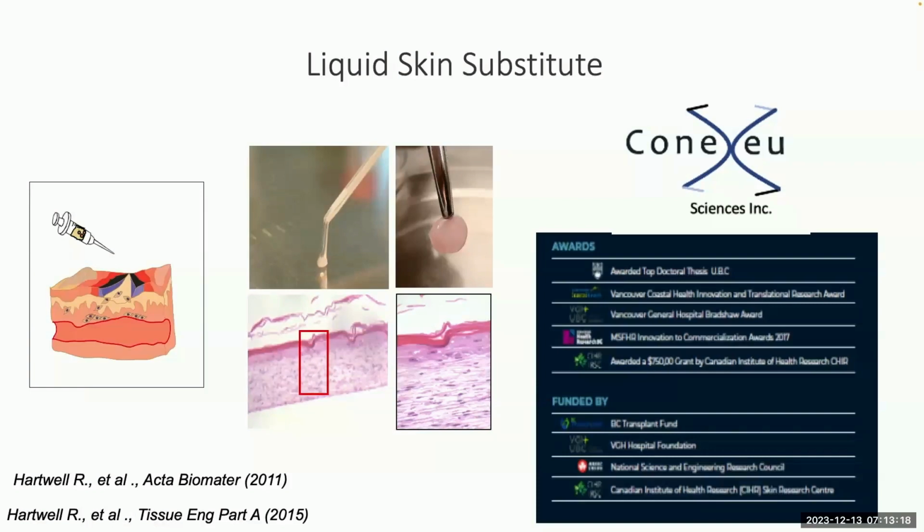And so this person, who is now my colleague and partner for a company, his entire PhD was to develop this. He developed a liquid skin substitute that is thermosensitive. What that means is that it's liquid when you apply it, and it solidifies when it reaches 37 degrees, when it's in contact with the body itself. And it's easy to work with.